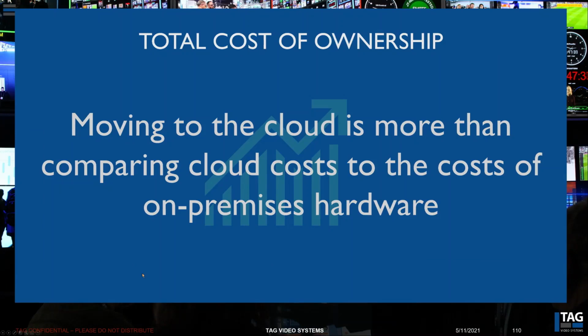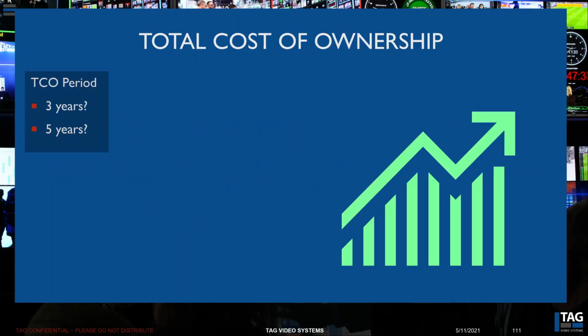So moving to the cloud is more than just comparing cloud costs to the cost of on-premises hardware. It's about total cost of ownership. And what is total cost of ownership? It's the cost with everything included over a specific period of time. So typically, people talk about 3 years or 5 years total cost of ownership as a metric to compare to the cloud. It's not always going to be a perfect number.